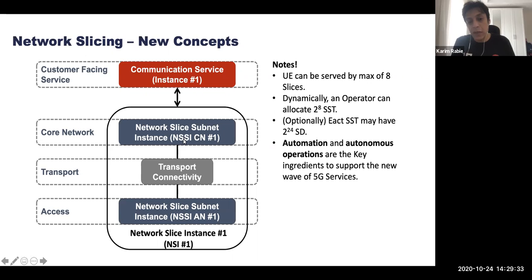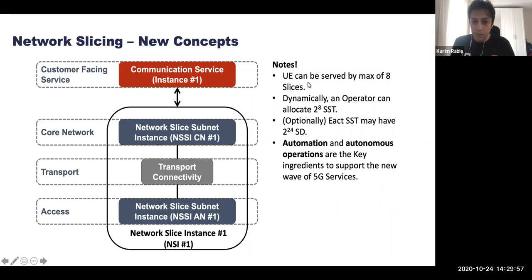As you see, there's a network slice subnet instance in the core, a network slice subnet instance in the access network, and then there's a network slice subnet instance in the transport. 3GPP is covering confidently the core and the access, and there are other contributions, like from IETF and other organizations, doing the slicing in the transport.